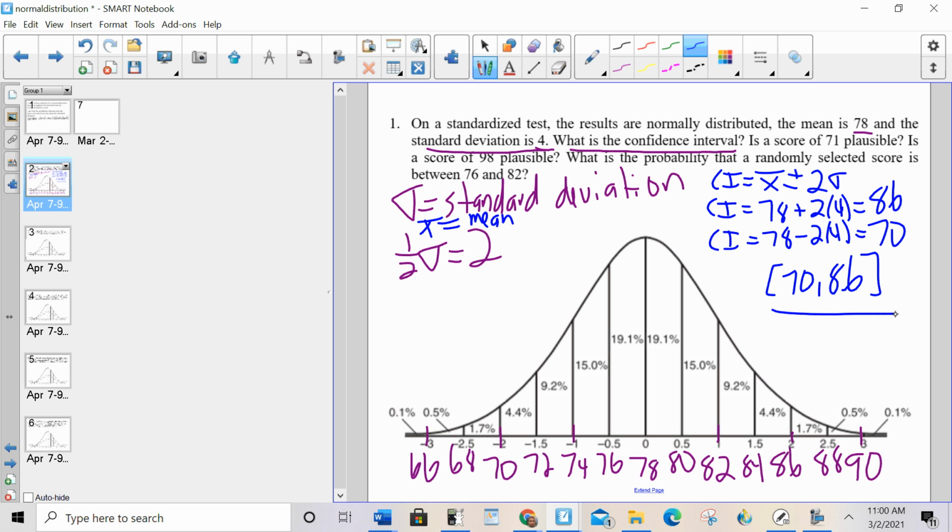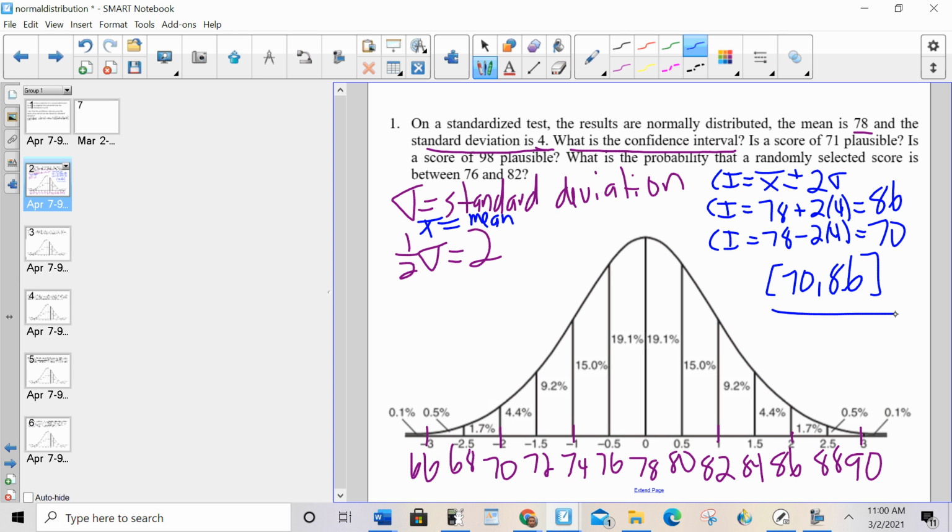Does it mean that it has to be between 70 and 86? Doesn't have to, but it's expected. If it's not between 70 and 86, then there's a reason for that. It's unusual if it's not. Another word you'll see is plausible. It's the range of plausible scores. If the score is in the confidence interval, then it's expected, it's plausible. If it's not, then it's not.